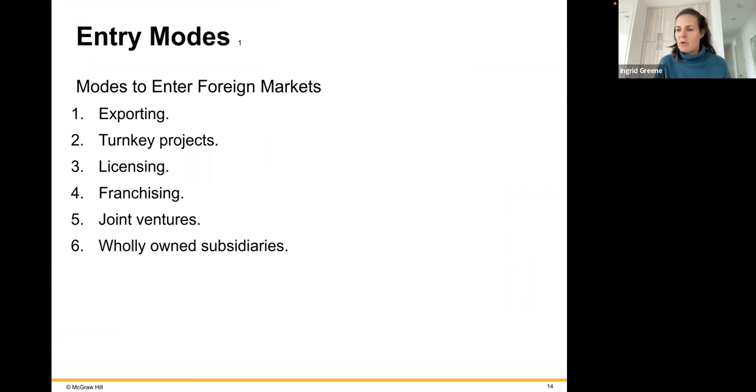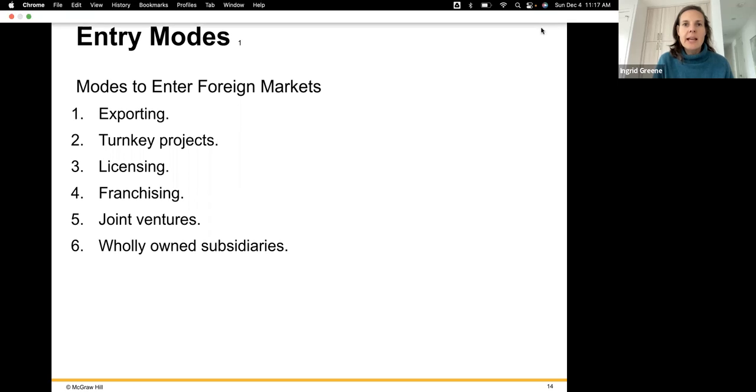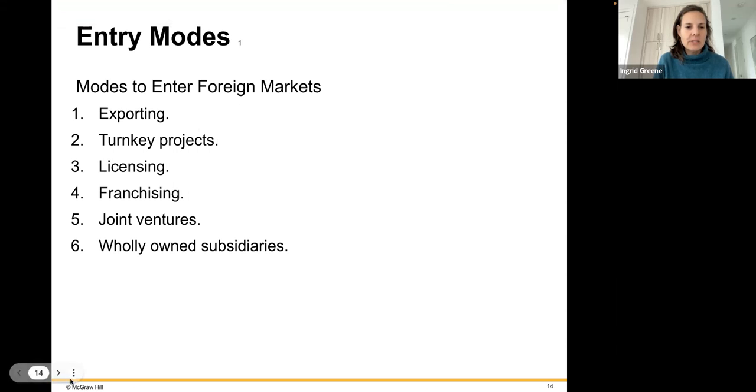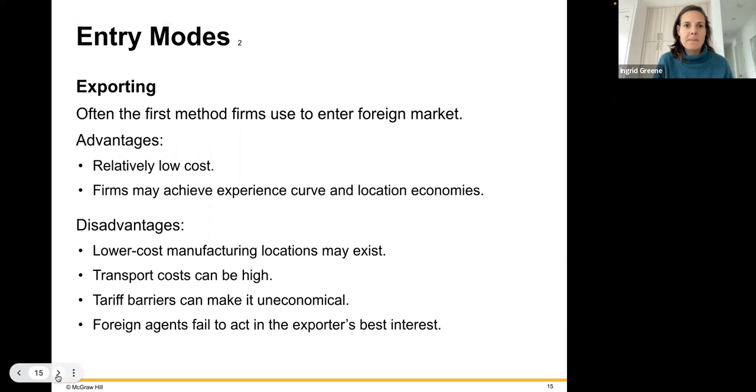What are the modes to enter foreign markets? Exporting, turnkey projects, licensing, we've discussed already a little bit in this course. We'll go into that deeper. Franchising a little bit, we've talked about. Joint ventures, we've certainly spoken about, but wholly owned subsidiaries, not so much. So let's go ahead and talk about these and what are the differences. Give you also examples of each.